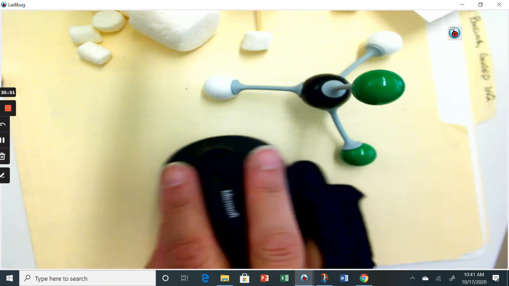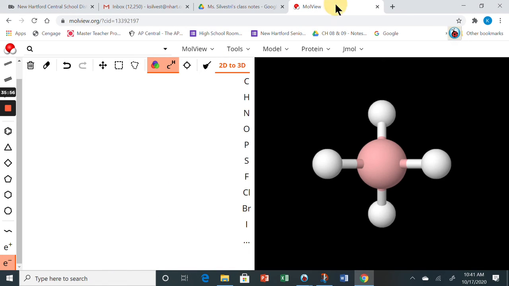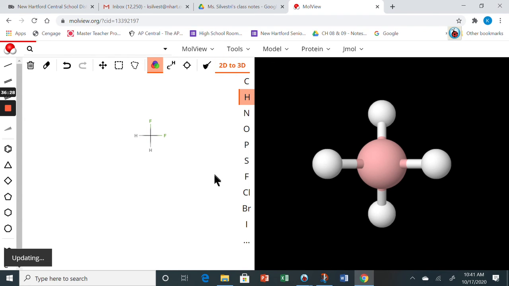If I try to do this one in the mole view, which we should be able to do, I'm going to do the carbon-hydrogen bonds. And I'll do 4 singles. Okay, so I want that to be carbon, please. I'm going to change 2 of them to fluorine. I'll make sure these 2 are hydrogen. And I'm going to do my 2D to 3D.